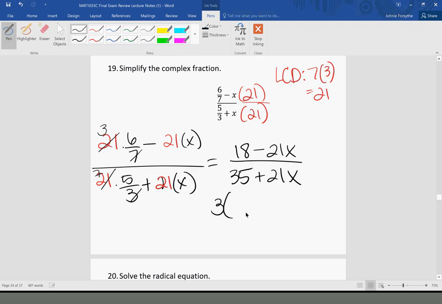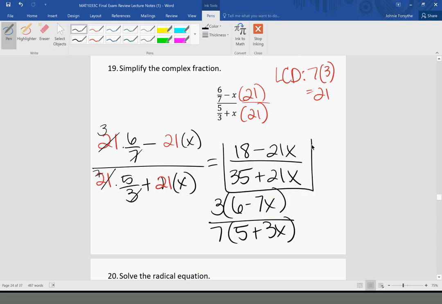So if we factor 3 at the top, we have 6 minus 7x. And if we have a common factor at the bottom of 7, we factor that out, we have 5 plus 3x. But as you can see, that doesn't help you cancel anything. So we can actually just stop right here. So we did factor the top and bottom more, but it doesn't result in something that can cancel out. So you don't have to do that. You can just stop with where I boxed in. And that's going to be your final answer.